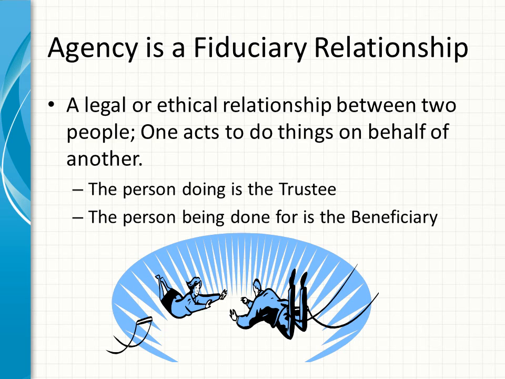The person doing the representation, acting on behalf of the other, is the trustee, and the person being done for is the beneficiary. And that's easy enough to remember because the trustee has the trust, somebody trusts that trustee, and the beneficiary is getting the benefit. Oh my gosh, can it be that simple?